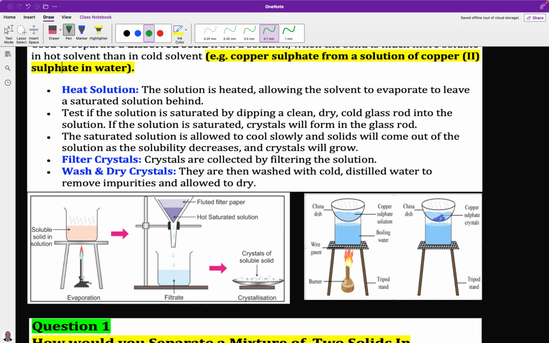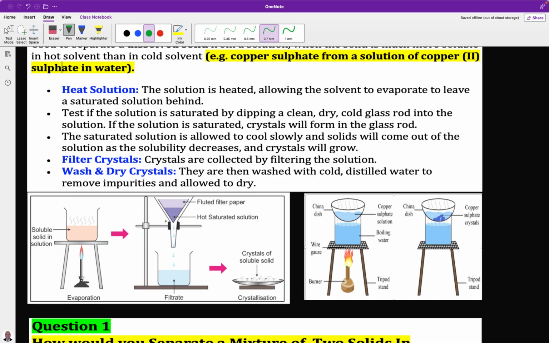A solution in water, soluble solid in solution. We heat to evaporate the water so that the concentrated or saturated solution is left behind. Then what happens? We use the concentrated or saturated solution to do what? We filter off the crystals from there.